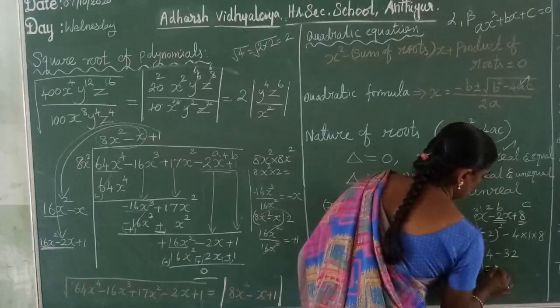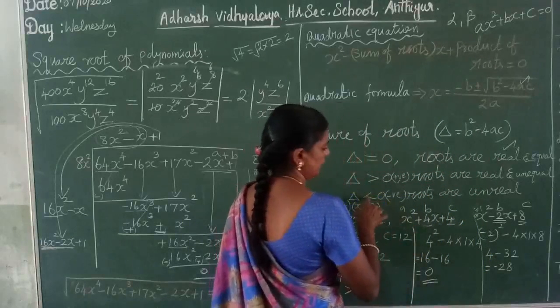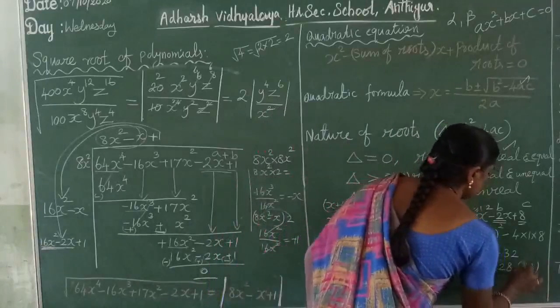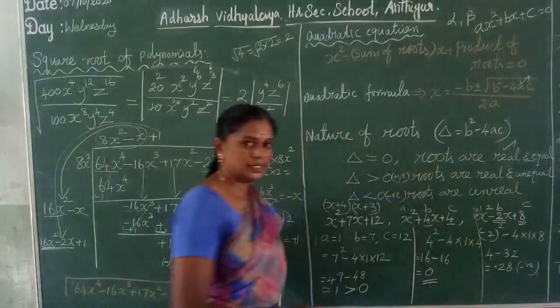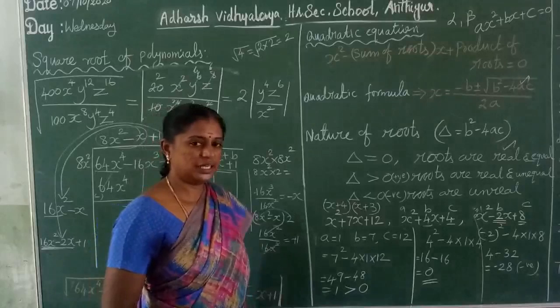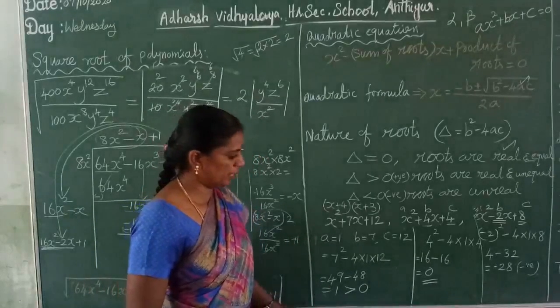2 square answer 4. 4 into 8 is 32. 4 minus 32 is minus 28. So that is a negative value. So if you factorize this equation, definitely we get the unreal roots. Is it clear? So these are the 2 more questions. So you work out the remaining problems.